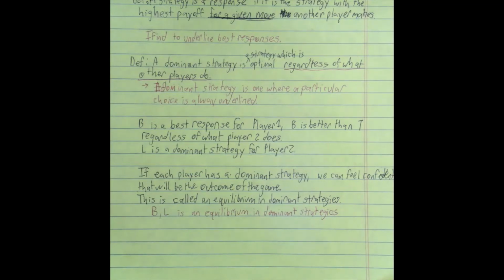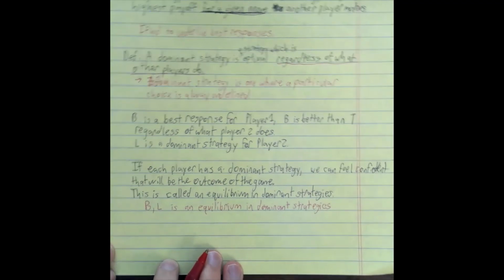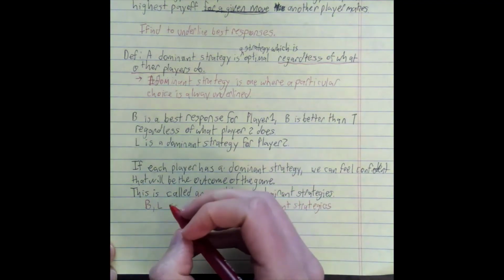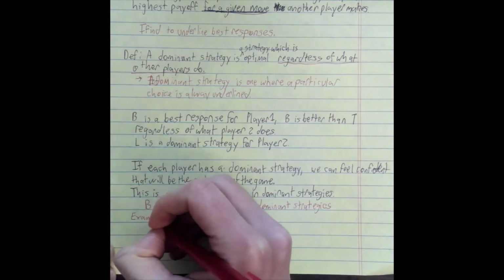The advantage of an equilibrium in dominant strategies is that we're pretty confident that players will play them if they exist. The issue is that they don't always exist, which is a problem because then we don't have a prediction at all. So let me just give an example of that. Example of non-existence.